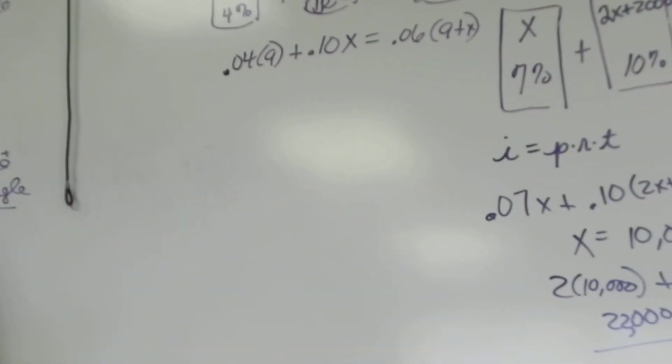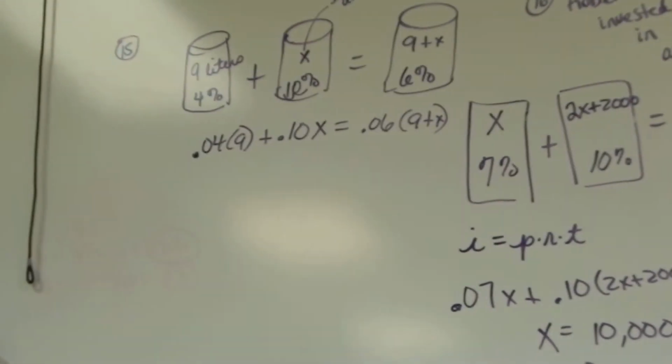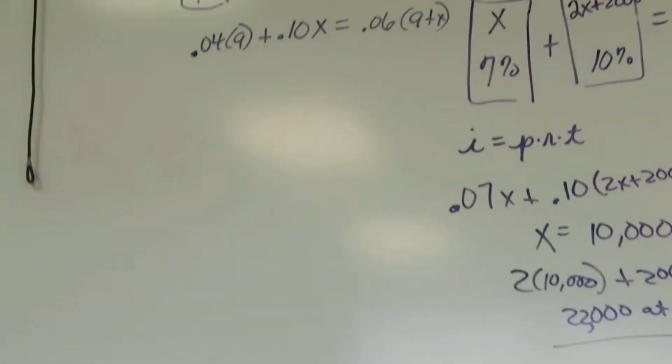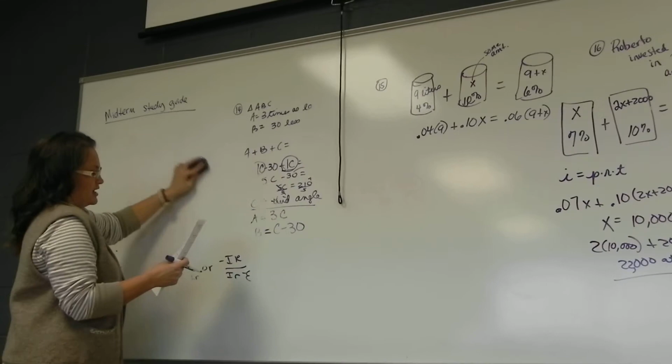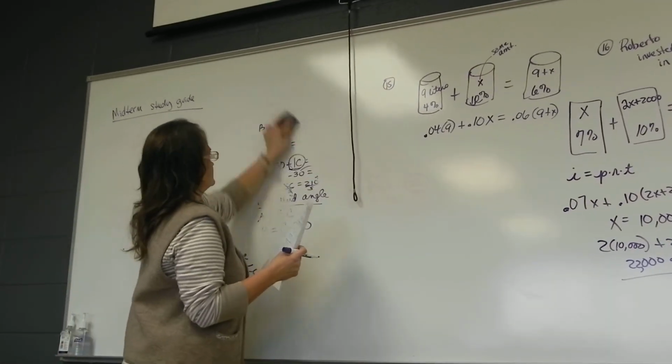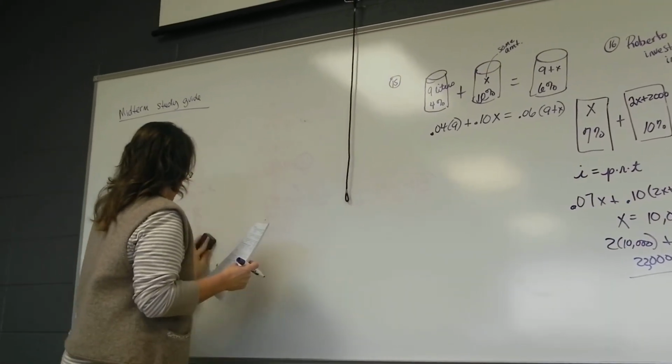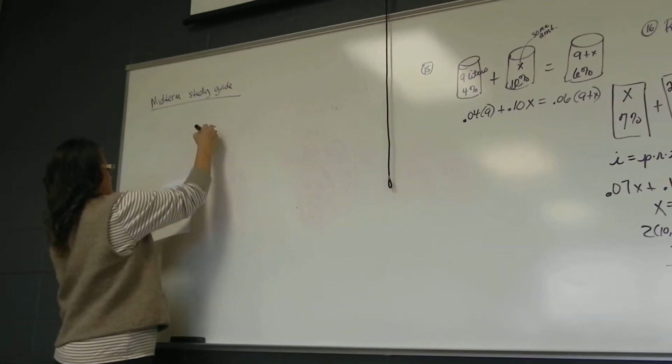Okay, number 18. How are we doing on time? 4 minutes left. One more. Number what? Should have said 17. Make that 3 minutes.